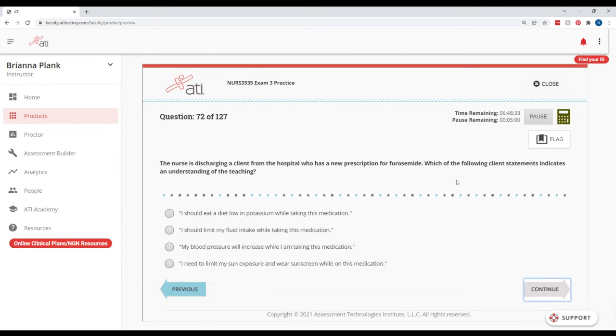Our patient has a prescription for furosemide, which is Lasix. Which of the following statements indicates an understanding of the teaching?